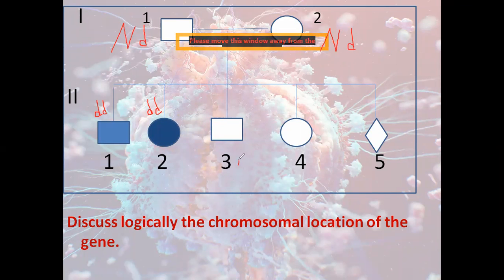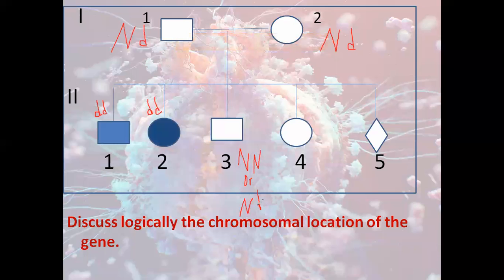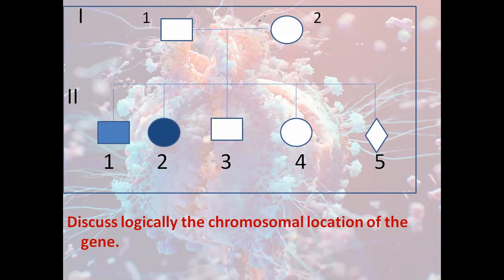Individuals 3 and 4 are either NN or ND. Why? Because both N and ND are normal, and the normal allele is dominant. It can be expressed in both homozygous or heterozygous. So this is the case of the genotypes of this pedigree. Here you can identify the pedigree and the genotypes as well. If I told you to perform the essential factorial analysis, it's very simple to do so.